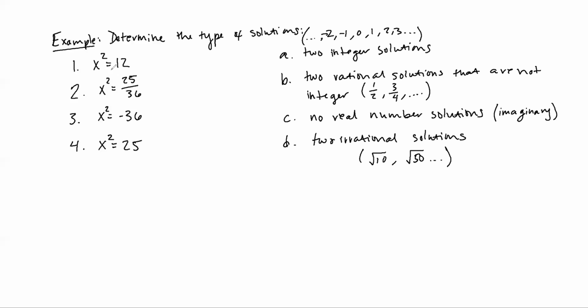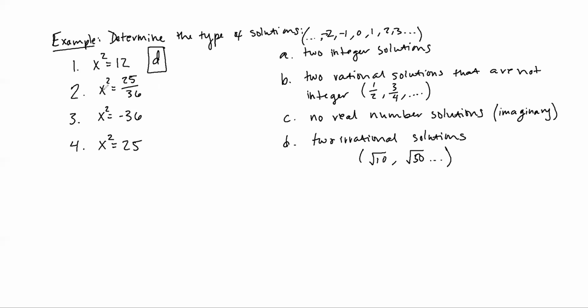We look at this first one here. Notice how all of the x squareds are already by themselves, so we would go straight to taking the square root. Well, if we had the square root of 12, that is not a perfect square, and so it's not going to be an integer. It wouldn't be rational. It would have to be irrational because that is the type of solution we get when we square root something that is not a perfect square. So this first one should be D.